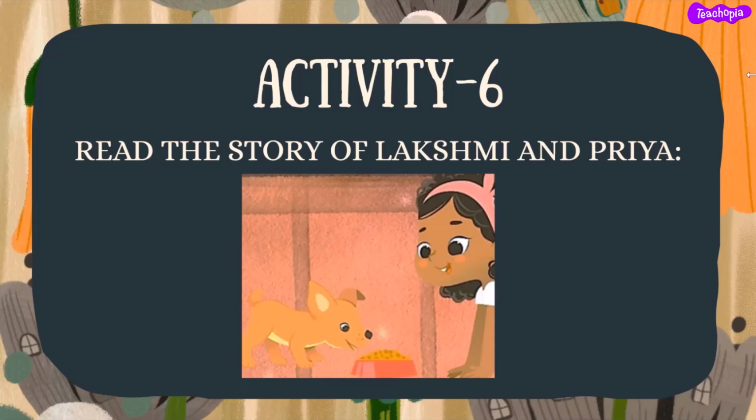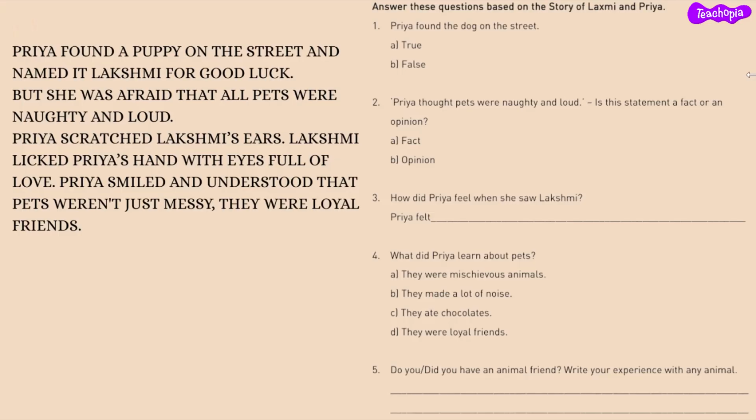To activity 6, here they are going to listen to a short story. Priya found a puppy on the street and named it Lakshmi. She thought pets were very naughty and loud. But when Lakshmi licked her hand lovingly, Priya realized pets are actually loyal friends. And once they read this short passage, they are going to answer the questions that follow.